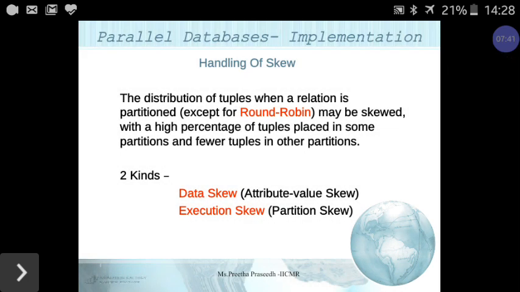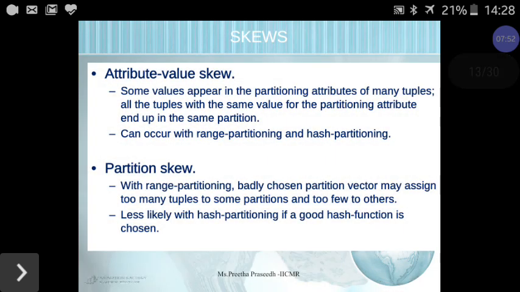And here are two kinds of skew: attribute value skew and partition skew. Mostly skews happen within the hash partitioning and range partitioning techniques. Round robin will most probably not have skew, because the data is distributed evenly. In attribute value skew, some values appear in the partitioning attribute of many tuples. All the tuples with the same value for the partitioning attribute end up in the same partition. So it can occur with range partitioning and hash partitioning.